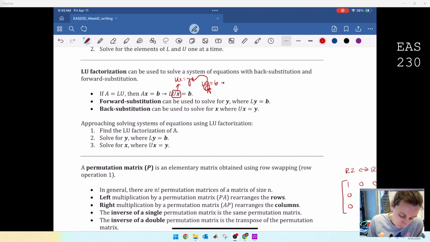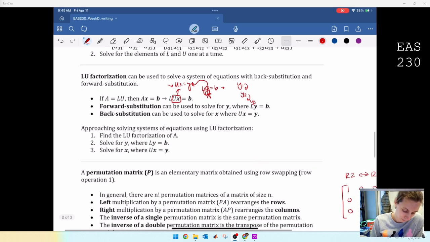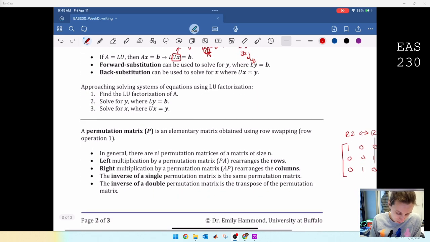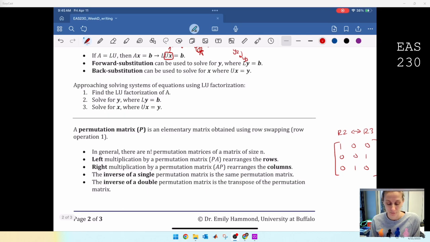This one's solved using forward substitution. So solve for Y1 first, then Y2, then Y3, top to bottom. And then this one's solved using back substitution, just like we did with Gauss elimination. We will look at problems. Okay, that's all fine and dandy.